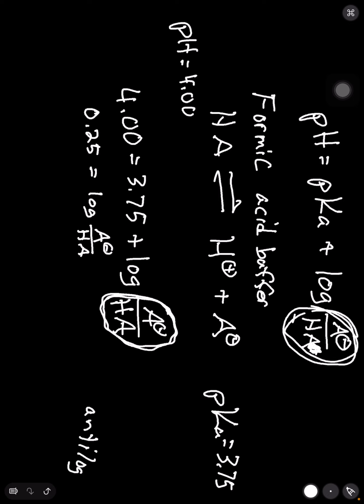But when all is said and done, and let me punch this out real quick so I can find it, one second, it comes out to be 1.78. So we know we want the base to acid ratio to be 1.78. So, put that in your back pocket. Remember that value. I'm going to erase this.